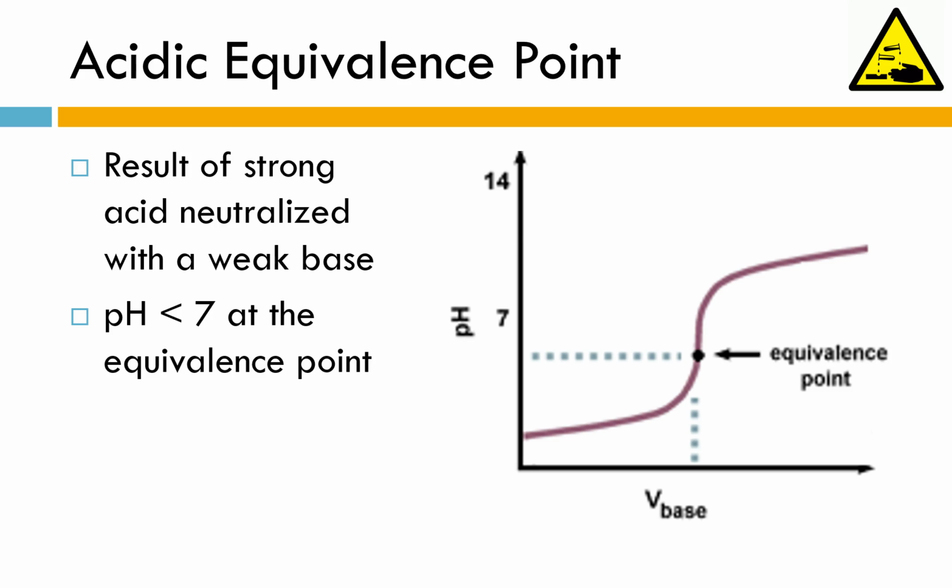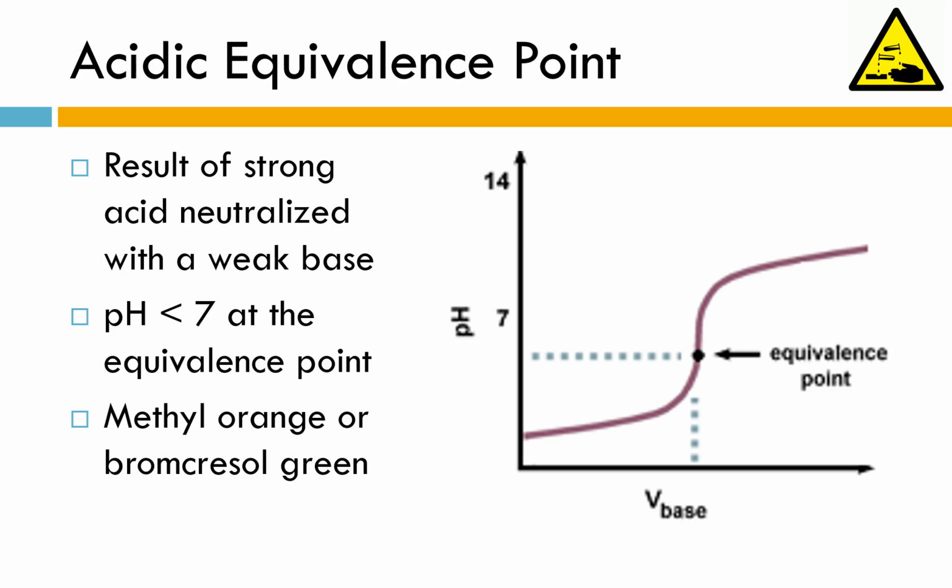Using Table M, the two indicators that would be appropriate for this type of titration are methyl orange or bromcresol green. Both of them are equally good, with those narrow ranges where they're going to change color.